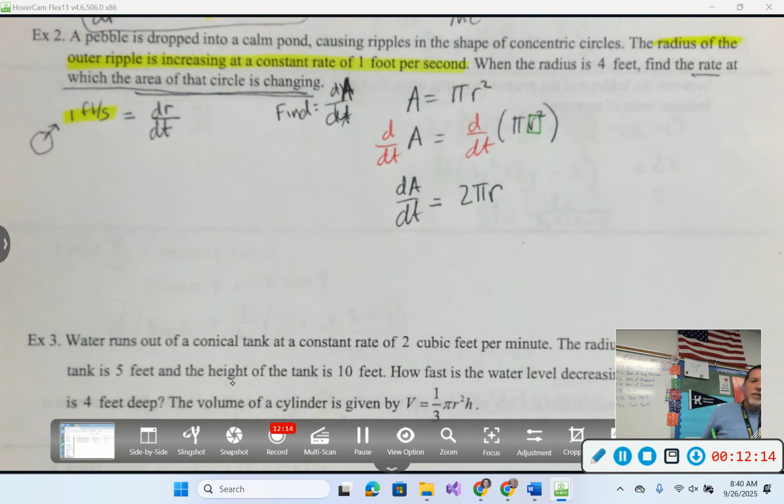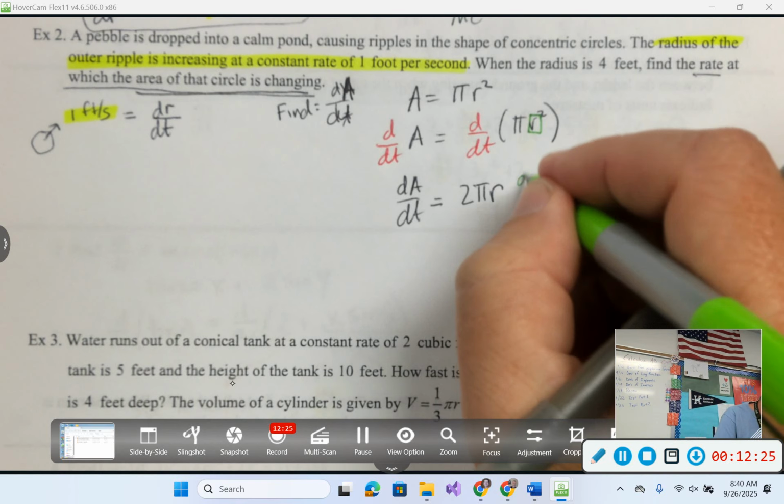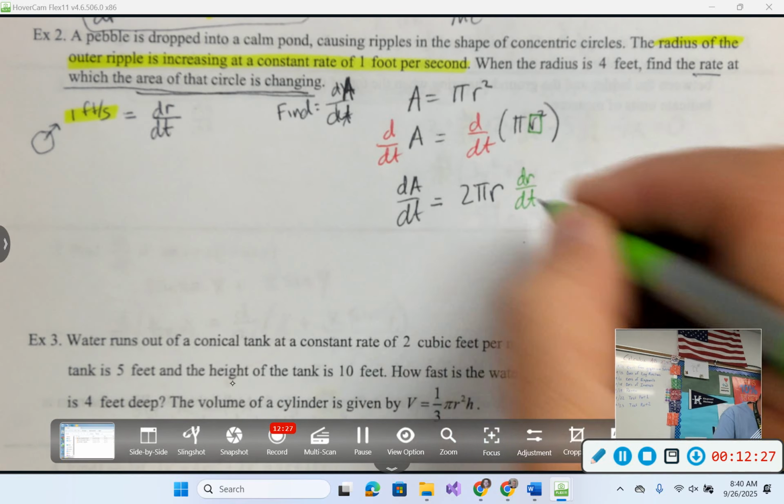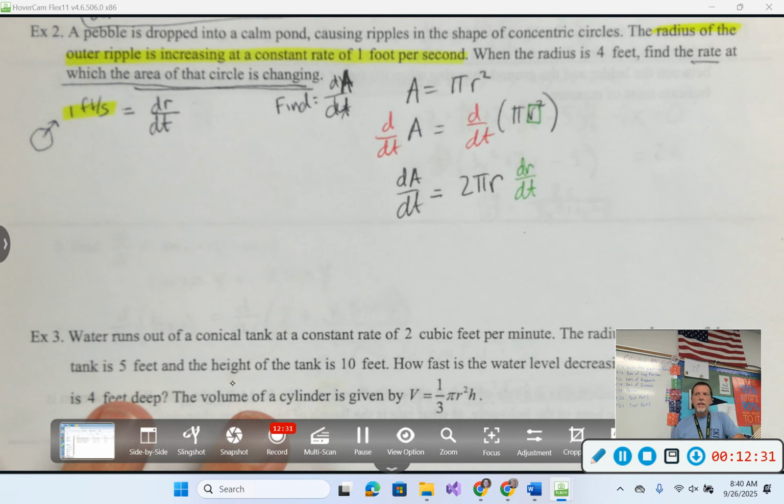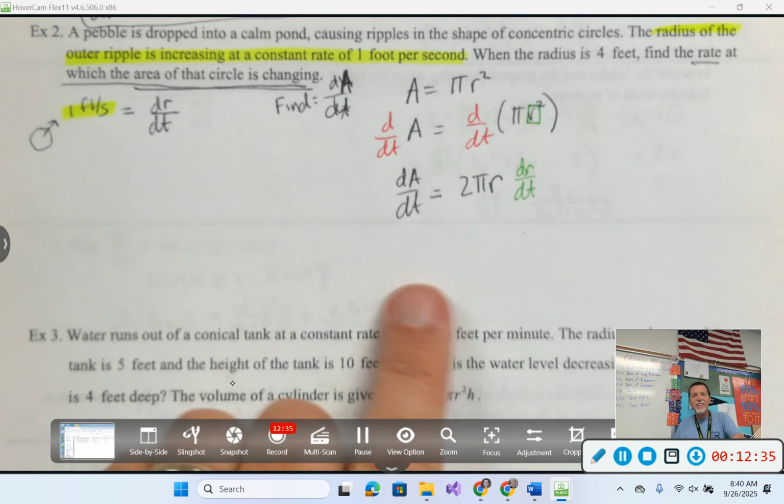I need to take the derivative of that innermost thing. You want to alter your answer? I think you said dA dt. So is it dr dt? It's dr dt. Again, for a first popsicle stick, that was good.